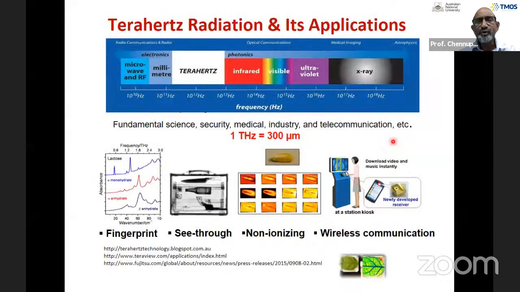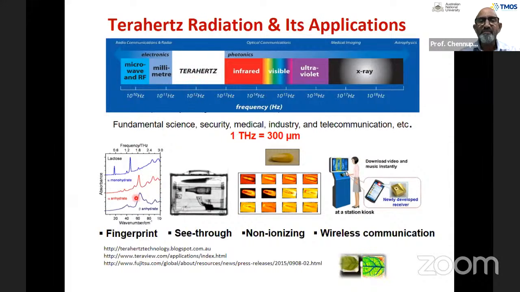So now let me move towards terahertz radiation. 1 terahertz is about 300 microns in wavelength. The electronics goes up to microwaves and millimeter waves. In the case of optics, we've gone to UV to visible to infrared. There was a gap called the terahertz gap. And only during the last 20 years or so, technologies have been developed, and we and others have been looking at this.